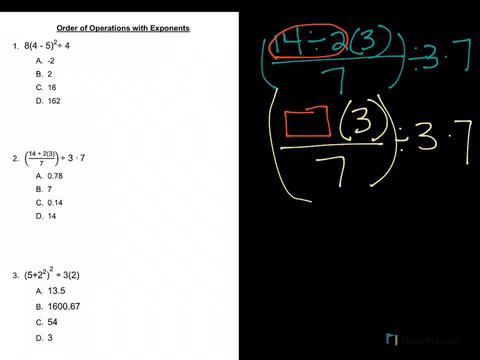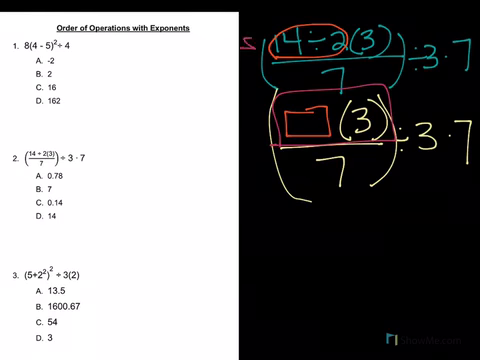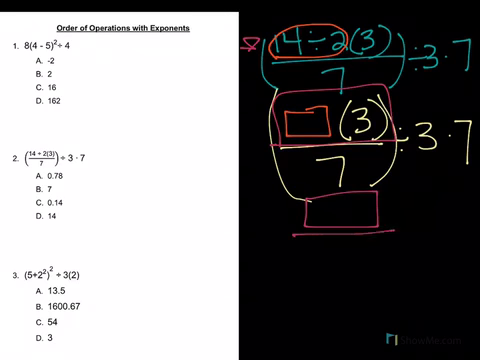times 7. Okay, the next thing you're going to do is you are going to do this section right here. So your answer to the very first step times 3 is going to go here, divided by 7 divided by 3 times 7.